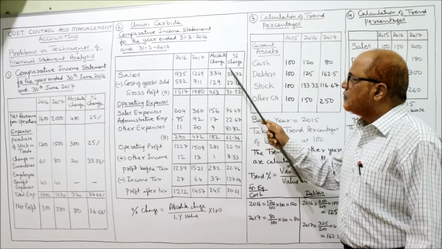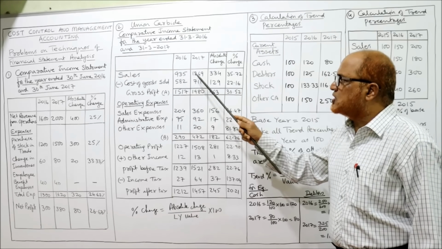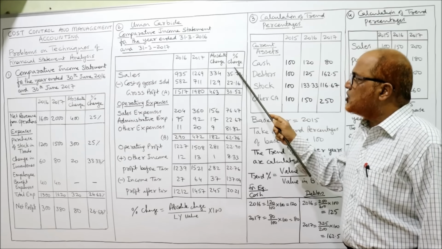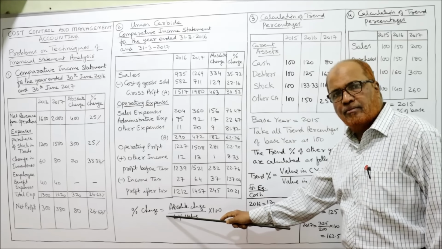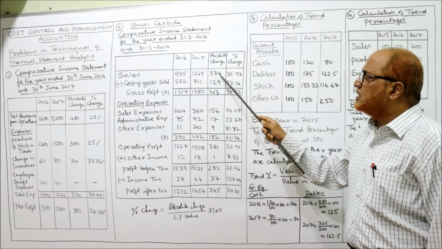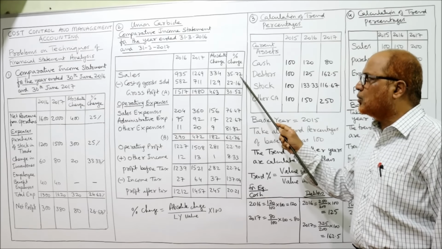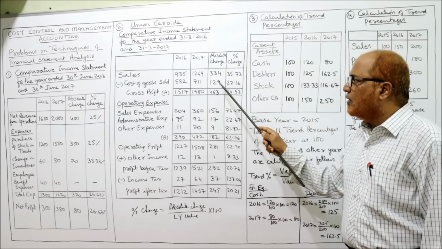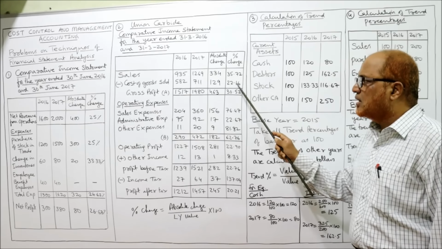Now remember. Absolute change, current year minus last year. Current year is this, last year is this. 1269 minus 935, this one. Now, percentage change. So, absolute change divided by last year value. Here, formula I have written. Absolute change divided by last year value into 100. So, 334 divided by 935 into 100. You will get 35.72. Similarly, 711 minus 582, 129. 129 divided by 582 into 100, 22.16.